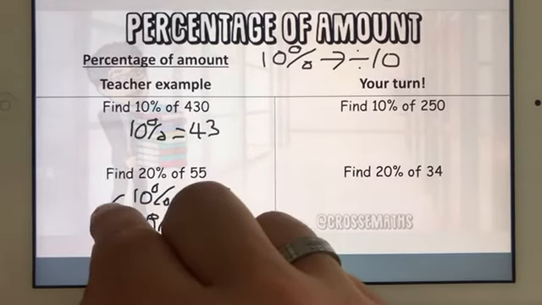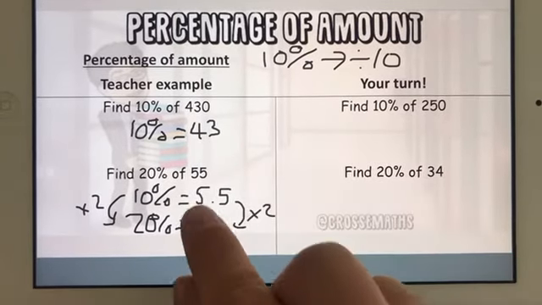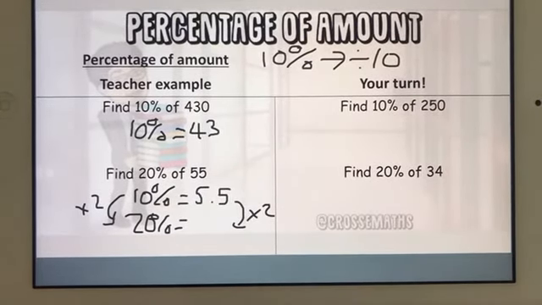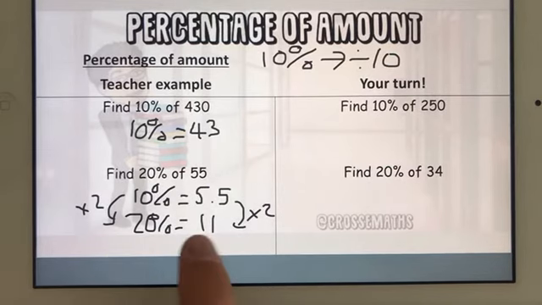So all we're going to do is we're just going to be timesing both sides by 2. This one times by 2, 5.5 times 2, or you can just do 5.5 add 5.5, will give you 11. Okay, so 20% of 55 is 11.